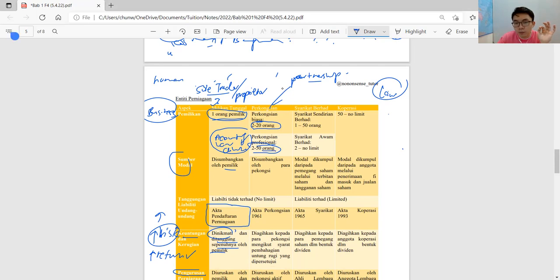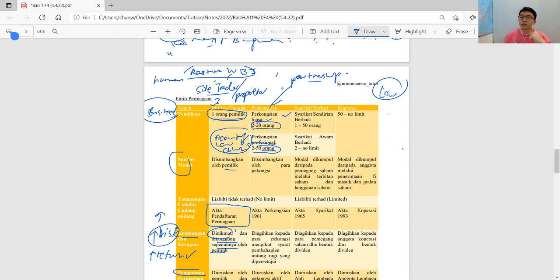But if normal, biasa punya perkongsian, let's say today, me and Jeffrey and Bob, 3 of us, we suddenly feel like, okay, we want to open, buka satu restaurant. So restaurant ini panggil, restaurant Wong, W, Bob, WB, Jeffrey, WBJ, restaurant WBJ. Okay, so this restaurant ialah satu perkongsian biasa.